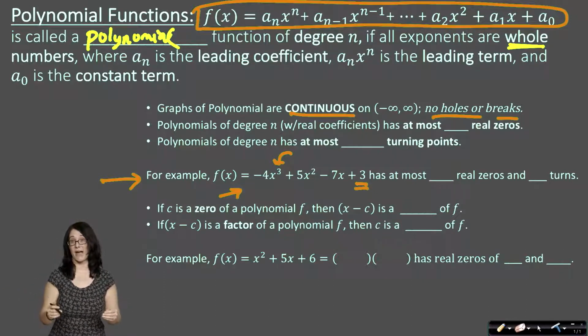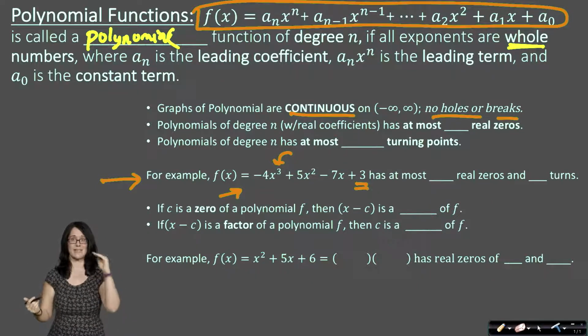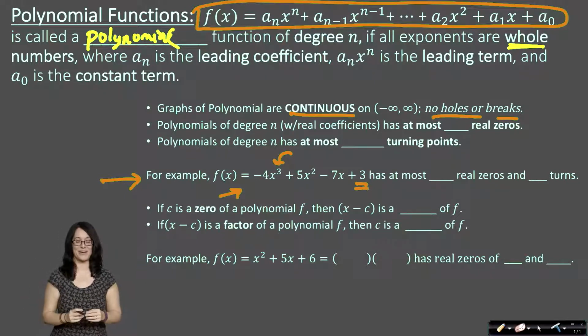If any of them were fractions, like the 1/2 power, that would cease to be a polynomial. Think of that for a moment. If you have x to the 1/2, that's really the square root of x. And we know what that graph looks like. It's half of a parabola on its side, which while it's really cute, it's not continuous everywhere. It only starts at 0 and continues to the right forever. So that would be an example of a non-polynomial function.